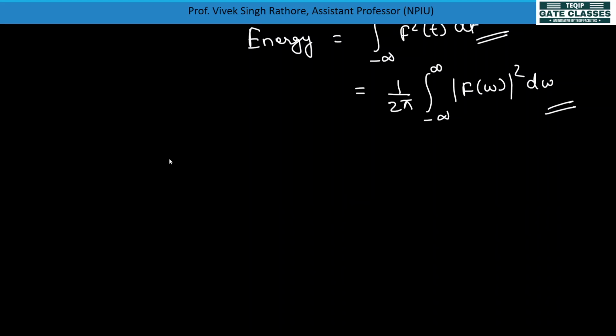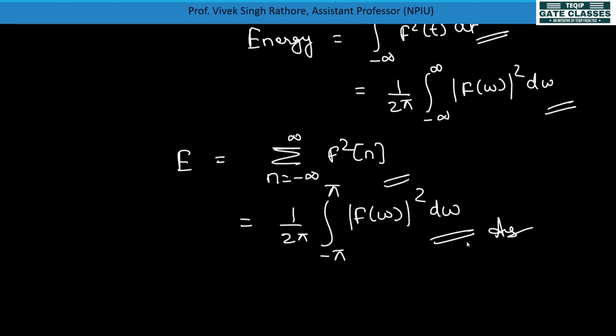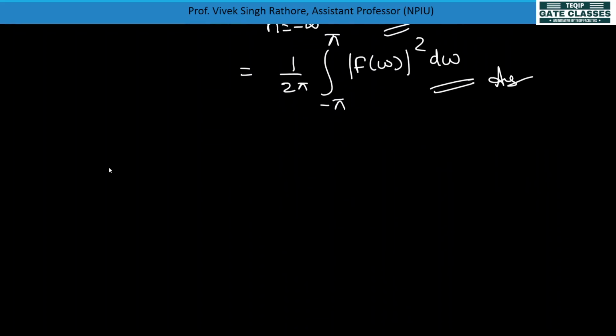Now for DTFT, how can we calculate energy? Energy can be calculated as the summation of n equal to minus infinity to infinity of f square n. For frequency it is the same thing, 1 by 2 pi, but obviously in DTFT it is periodic, so you have to take the value from minus pi to pi, of mod of f omega square d omega. This is the energy spectral density formula.